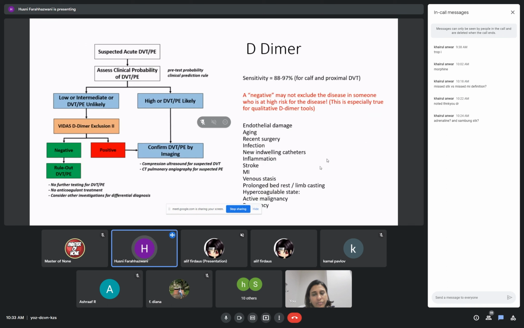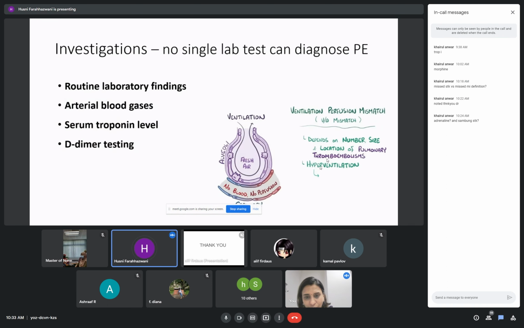So for D-dimer, Farah, yep. Farah, sorry to interrupt this slide. What you all understand depends on the number, size and location of the pulmonary embolism. What is the effect to the patient? This VQ mismatch. What do you mean by size, location and number? The severity? Yes, how bad the patient is going to present to you.